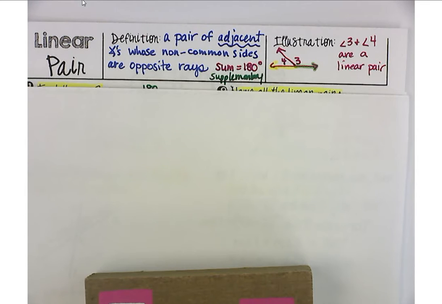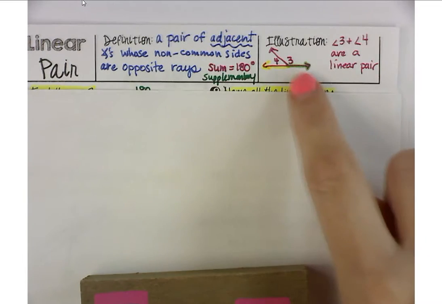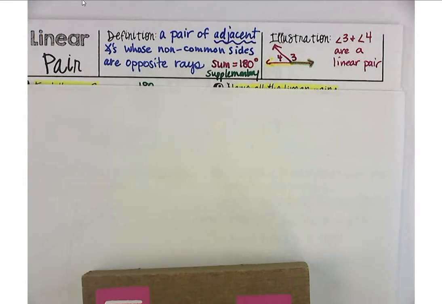Okay, so a linear pair is a pair of adjacent angles. The reason why we did this next is because we just talked about adjacent angles. So a linear pair has to be angles that are next to each other. And then the non-common sides, which are just the sides that they don't share, are opposite rays. And when you have opposite rays, that makes a straight angle. You can see in my illustration, I just highlighted those two opposite rays.